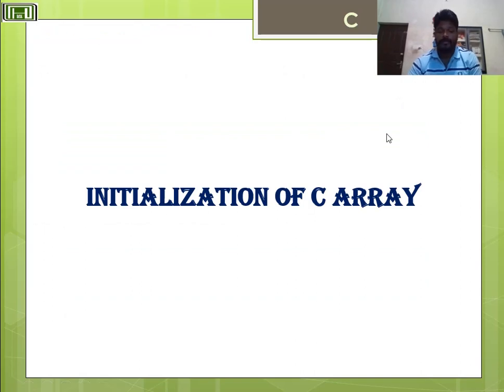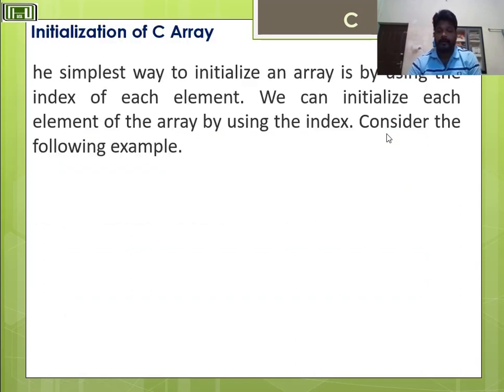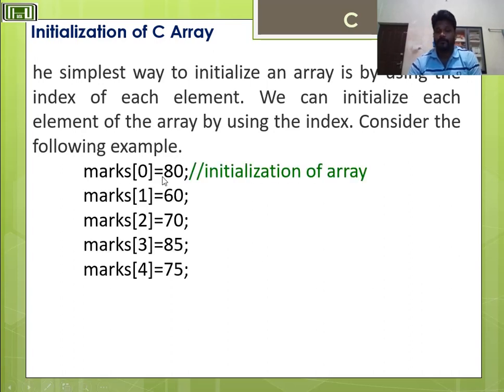Now, how to initialize an array? Initialization of an array. The simplest way to initialize an array is by using the index of the element. Now for 5 marks, indices start from 0, 1, 2, 3, 4, up to n minus 1. Total 5 subjects are there: 80, 60, 70, 85, 75. Indices start from 0 to 4. In this way you can initialize an array. Marks[0] is equal to 80, marks[1] is equal to 60, marks[2] is equal to 70, marks[3] is equal to 85, marks[4] is equal to 75.